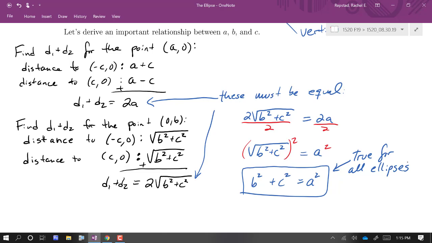In a sense, we might think this is true as long as our ellipse is centered at the origin. It's actually true for every single ellipse, as long as we understand that the values A, B, and C simply represent a distance from the center to each vertex, from the center to the foci, from the center to the ends of the minor.